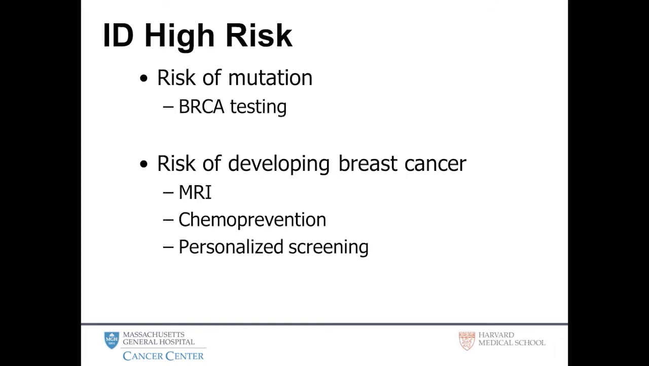Now, when we look at identifying high-risk individuals, we want to look at two different aspects. One is what is their risk of mutation? Do they need BRCA or other breast cancer gene testing? And second, what's their risk of developing breast cancer over time? Do they need an MRI? Do they need chemo prevention? Do they have a different or more personalized screening approach than yearly mammography after the age of 40? This is what you have to do in terms of identification. Who's at the highest risk of mutation? Who's at the highest risk of developing breast cancer, even if their risk of mutation is not high?